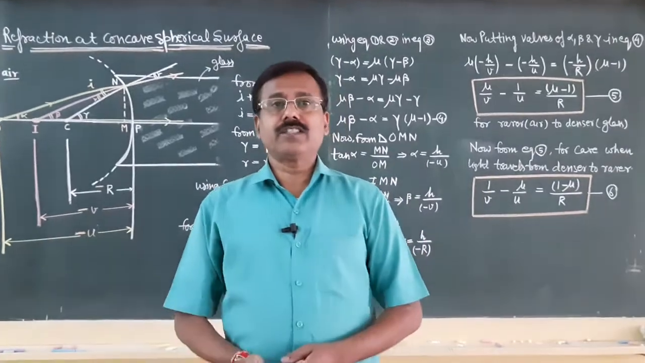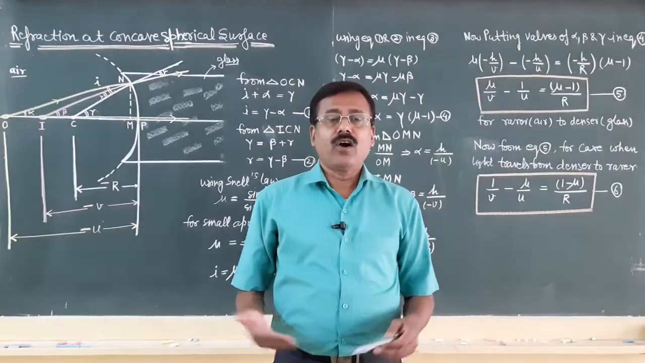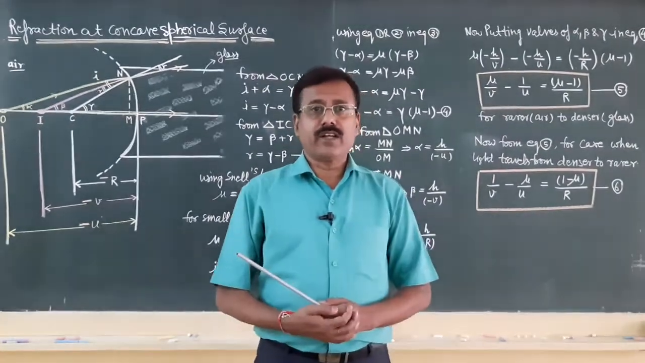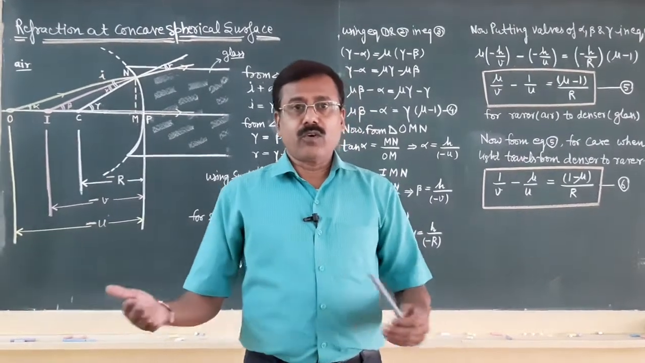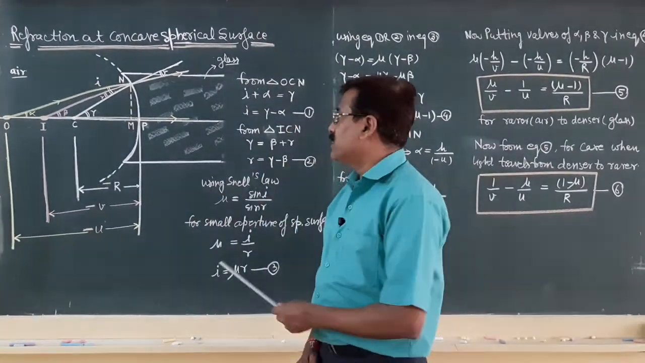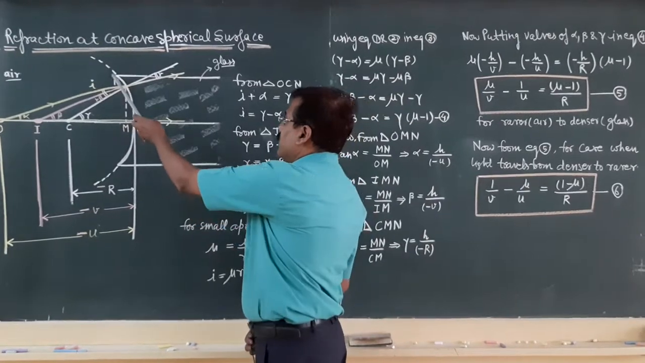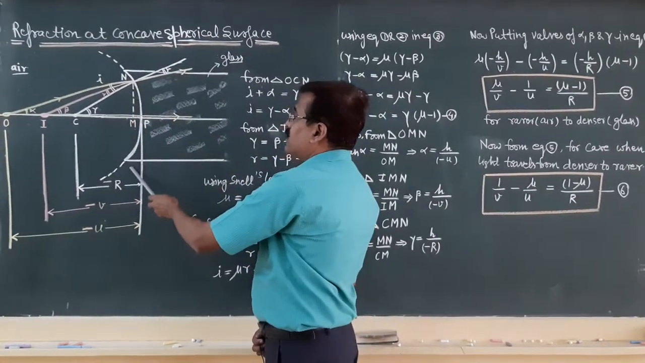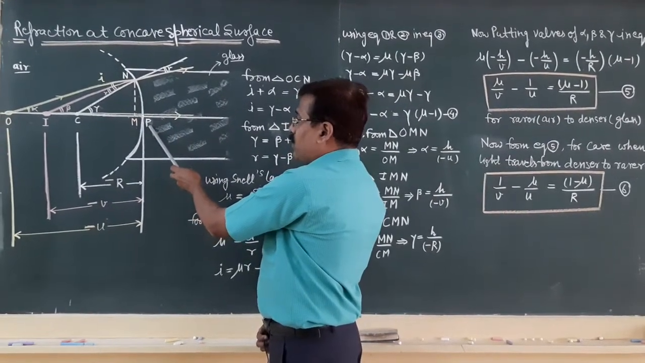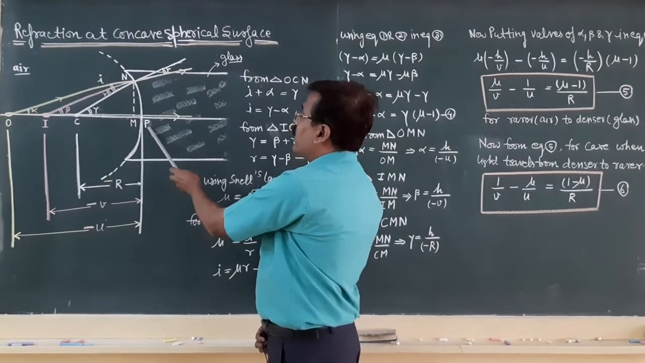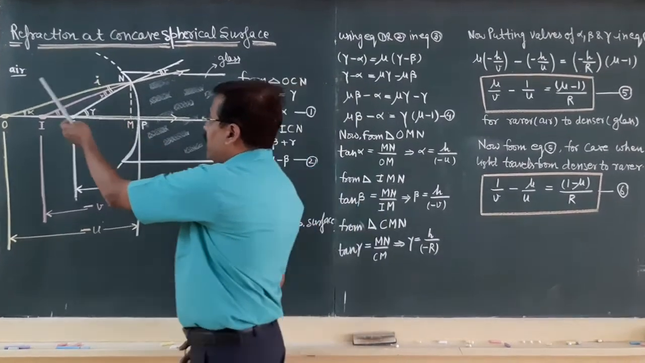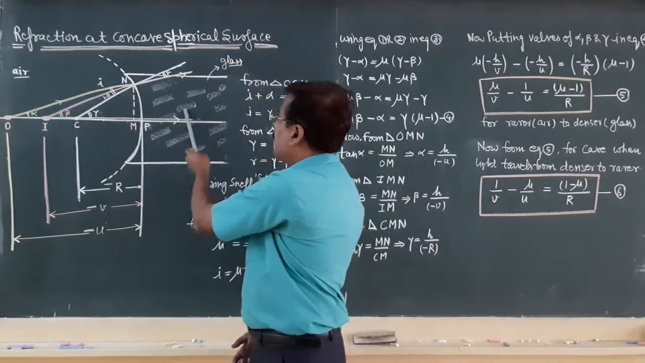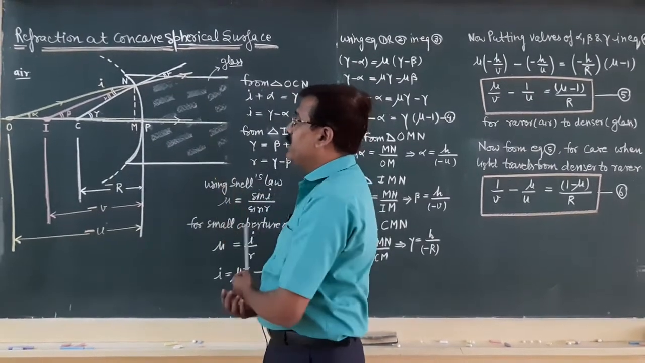We will discuss the refraction of light on concave spherical surface. So, for concave spherical surface, in the diagram, this is the concave spherical surface, this is pole, the center point of the concave spherical surface. In the left side we have air, in the right side we have the glass, that is the denser medium.